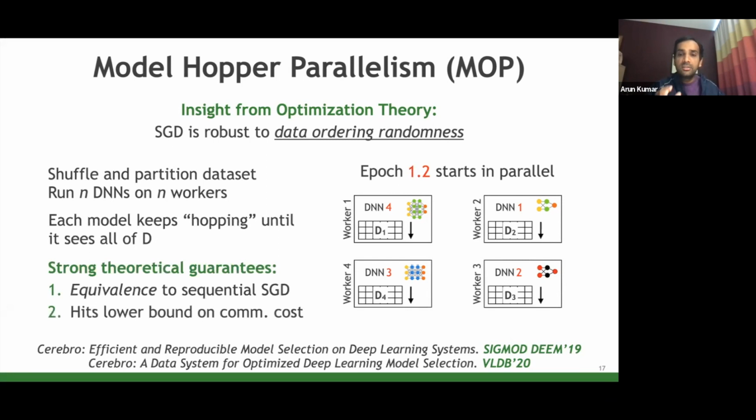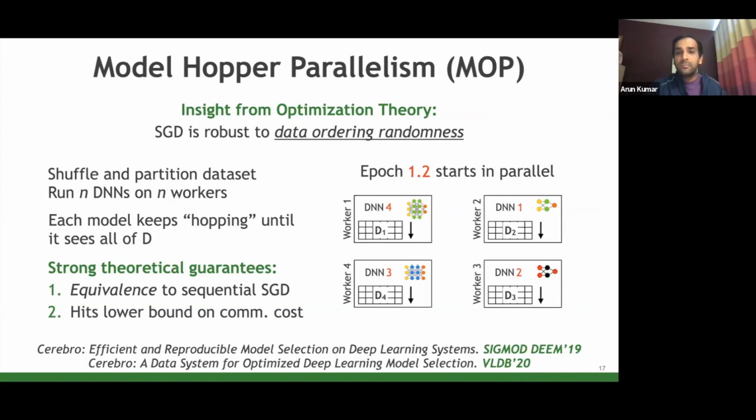This process has strong theoretical guarantees. It is logically equivalent to sequential SGD, just like in task parallelism. Every model sees the entire data set in a sequential order, so you get best accuracy behavior. However, we also show in the paper that this approach hits the lower bound on communication cost complexity for model selection on sharded data. So you cannot do better than this on the communication cost compared to, say, the task or the data parallel approach when you have sharded data and you need to train a lot of these models.